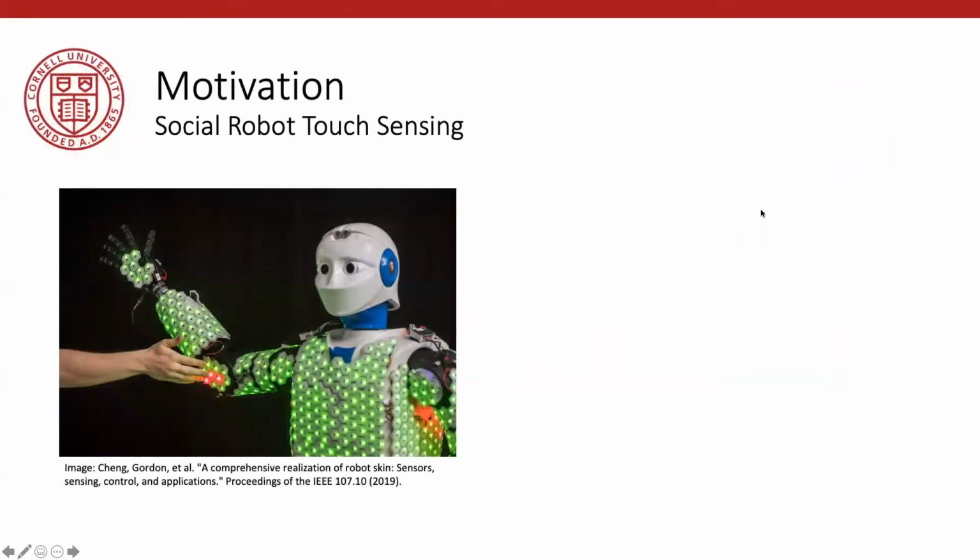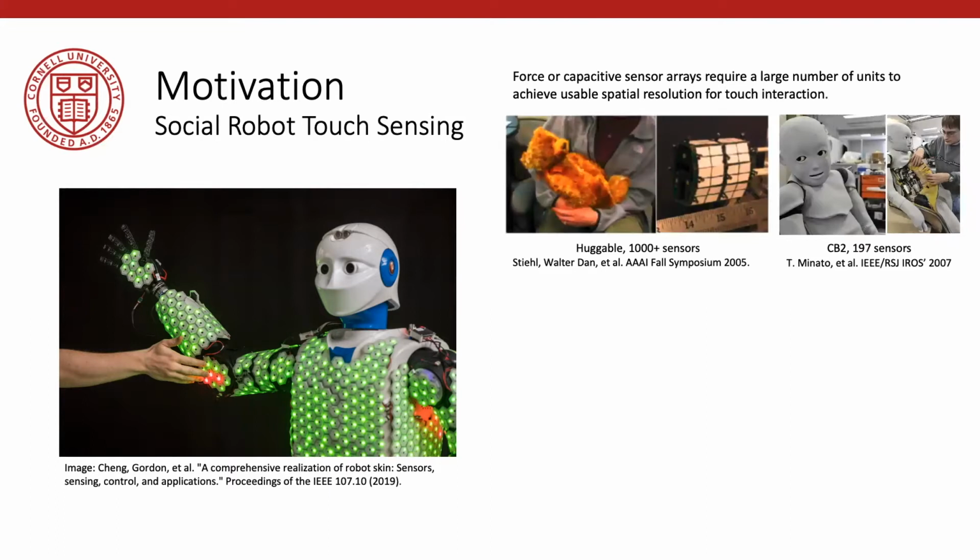Just like human-human interactions, touch is an important modality when interacting with robots. Despite that, not so many robots have integrated touch as an interaction modality. This is possibly due to the fact that existing robot tactile sensing uses force or capacitive sensor arrays, which require a large number of sensors to achieve a useful spatial resolution.